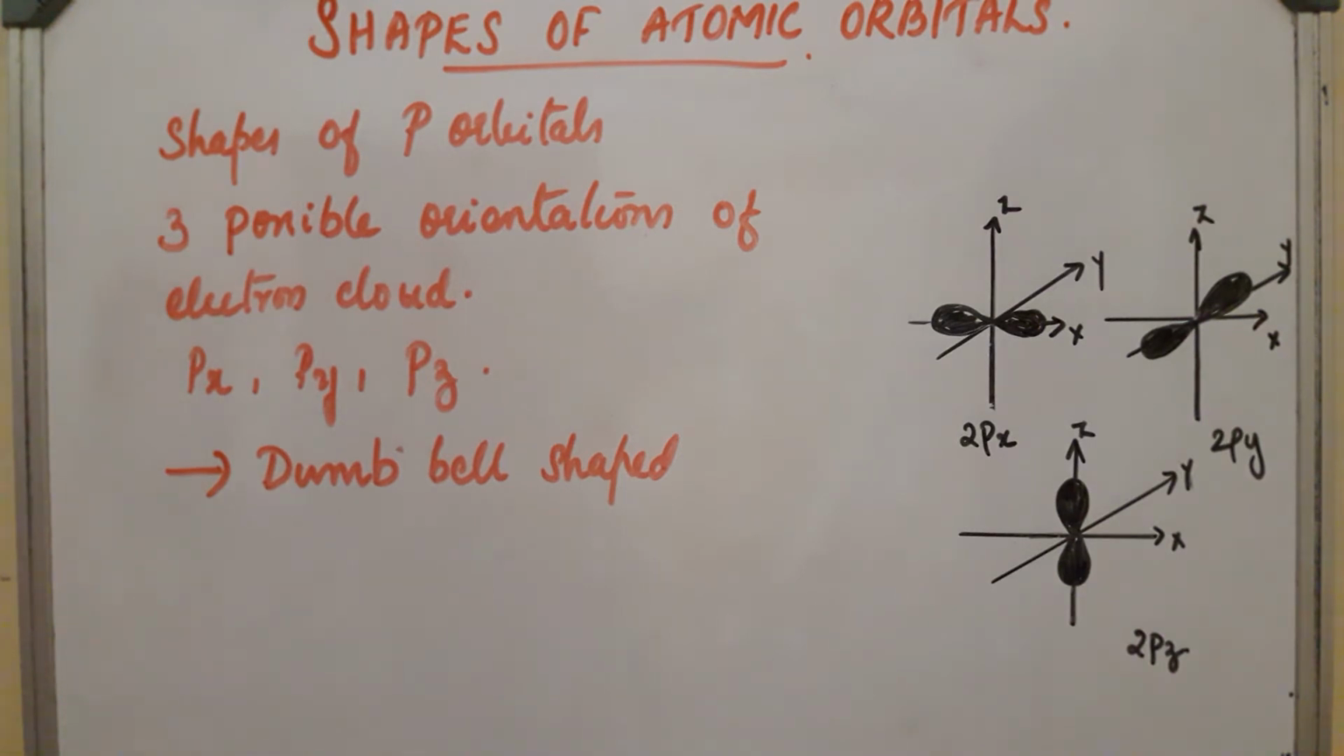Similar types of graphs or shapes will be obtained for higher atomic orbitals also. That is in the case of 3px, then 4px, etc. The shapes are similar, and these are oriented in three possible ways. The clouds are oriented along each axis.